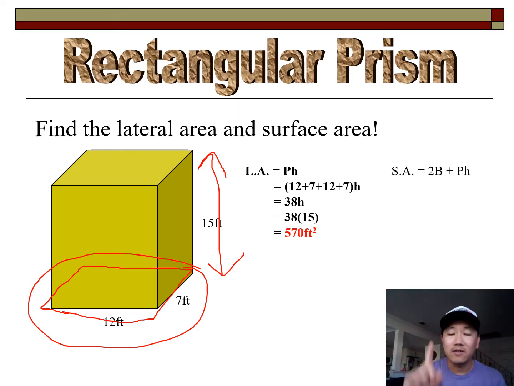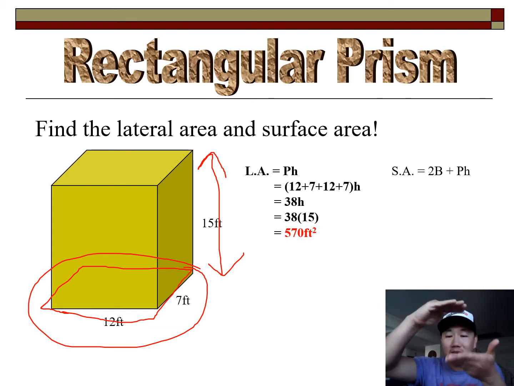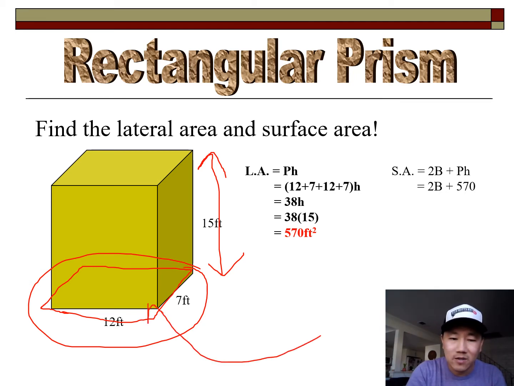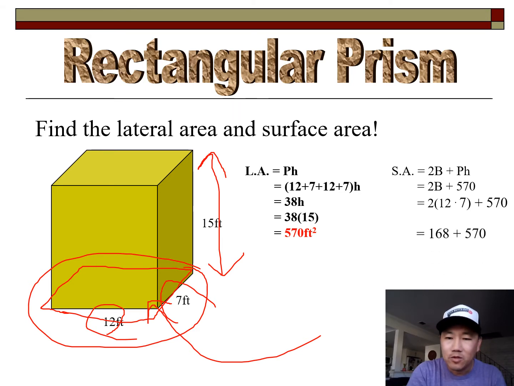To find the surface area, we have to go around it, and we have to do the top and the bottom. That's what the 2B is for. We already did the PH part from lateral area. Now let's go ahead and find the area of the base. The base is a rectangle. The area of the base is length times width, so 7 times 12. There's two of them, one on top and one on bottom. Add them together. There it is, 738 feet squared.